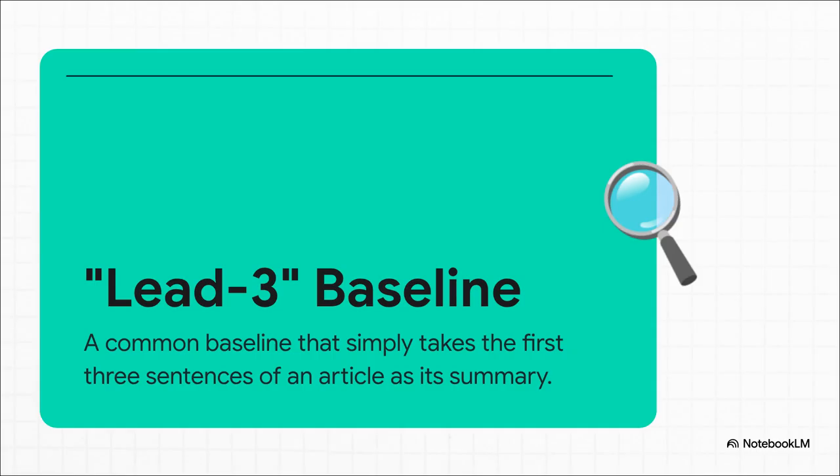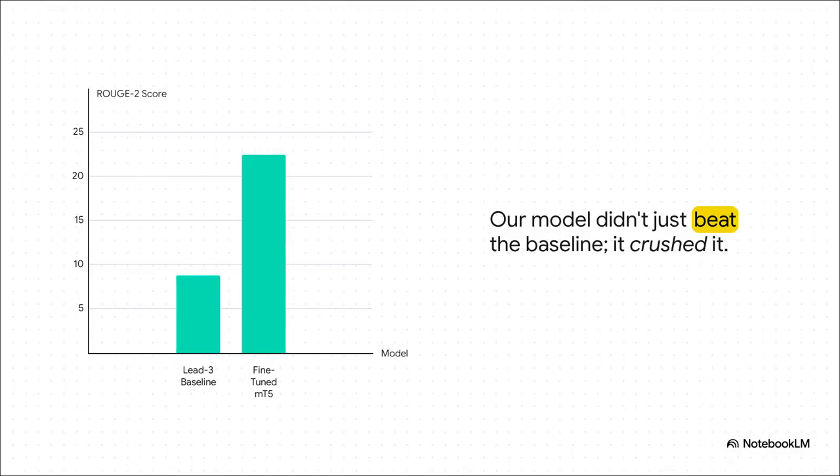But let's see how it stacks up against our short and sweet book reviews. And the results are in. The simple Lead 3 baseline gets a respectable score of 8.8. But our fine-tuned MT5 model, it comes in with a Rouge score of 22.5. It didn't just beat the baseline, it absolutely crushed it. This is the proof that our model really learned the art of summarization, not just some dumb copy-paste trick.